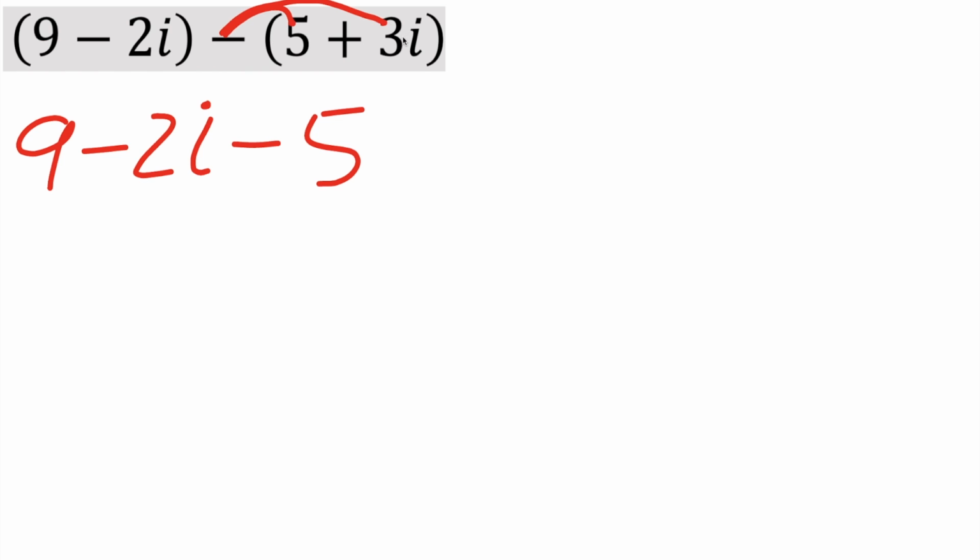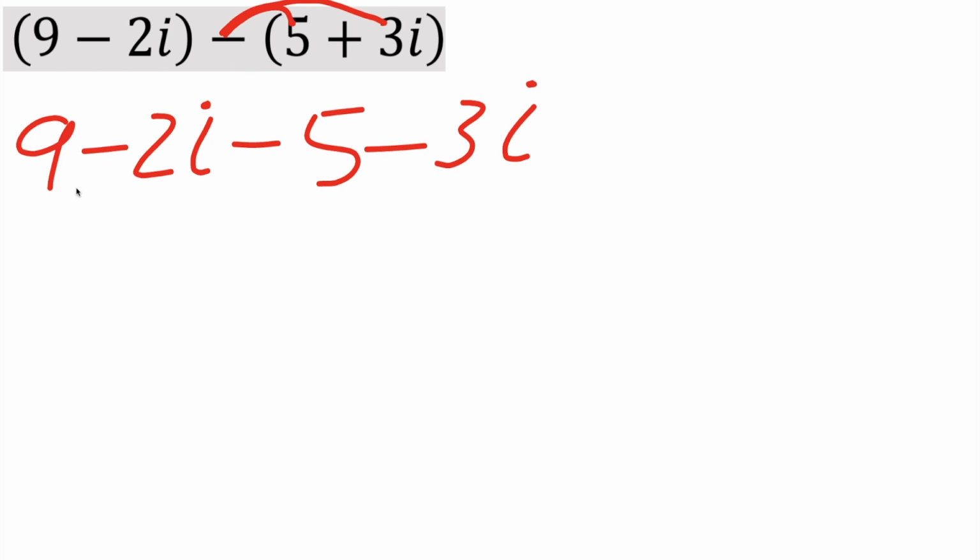Again, we're going to combine like terms. Here there's a negative with a parenthesis, so we have to use the distributive property. So we're going to distribute this negative to this piece and to this piece. Okay, so 9 minus 2i, we can remove the parentheses. We're going to distribute this negative to the 5, so you get negative 5. And negative positive 3i becomes a negative 3i.